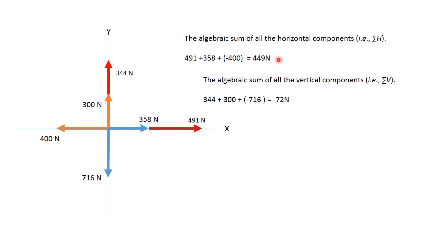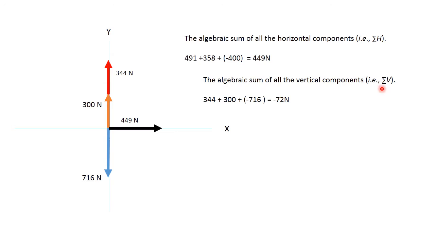And as this magnitude we are getting is positive, now tell me, the net effect of all these three forces, that is 400, 358 and 491, is the net effect a positive value? So definitely we have to replace it with a single force, that is 449 Newton, and as it is positive, it is directed towards the right side.